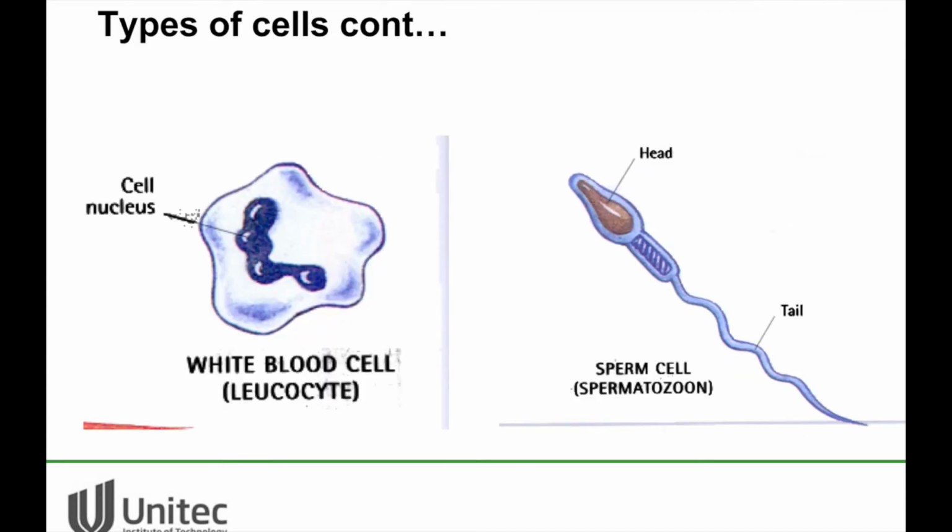And then we have the white blood cell, which is a leukocyte. Don't forget there's red blood cells as well, but these are the ones with a nucleus in blood. And we have a sperm cell, which is the other half of the ovum. So they're both called gametes. When you combine sperm and ovum together, you begin a new life cycle.